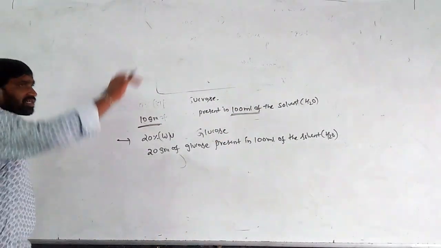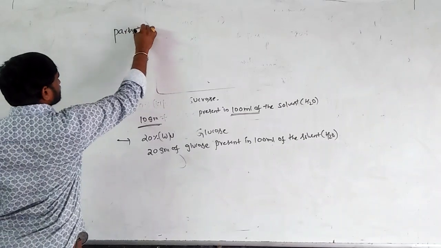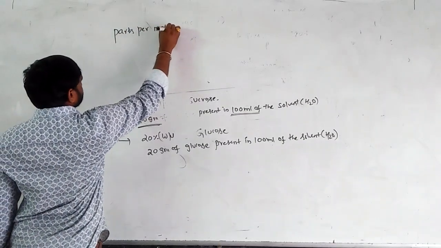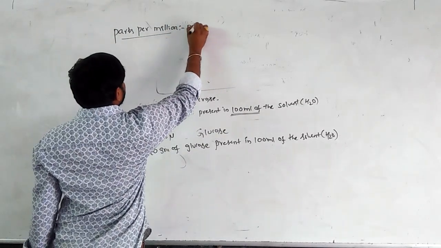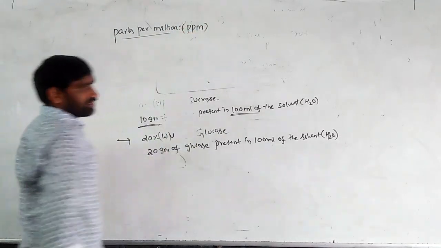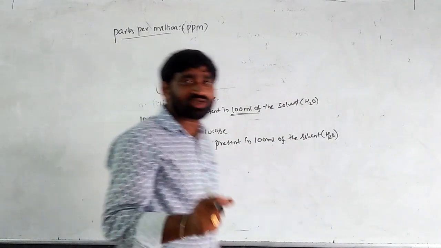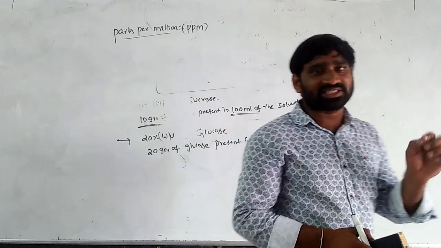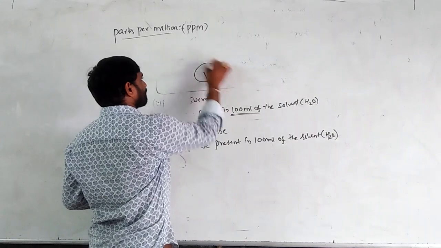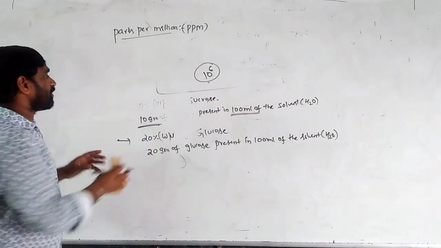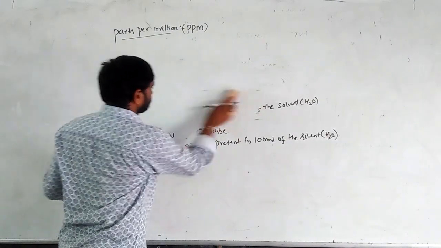Next one, parts per million, ppm. What is parts per million? The number of parts of the component present in 1 million parts. 1 million parts means 10 power 6. 10 power 6 parts is known as mass parts per million.